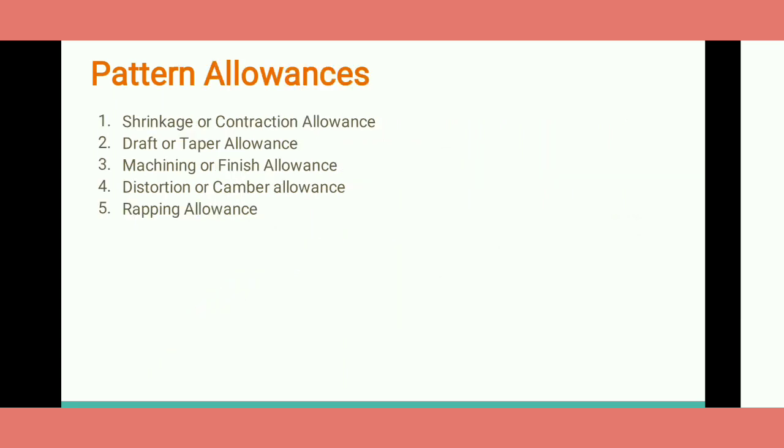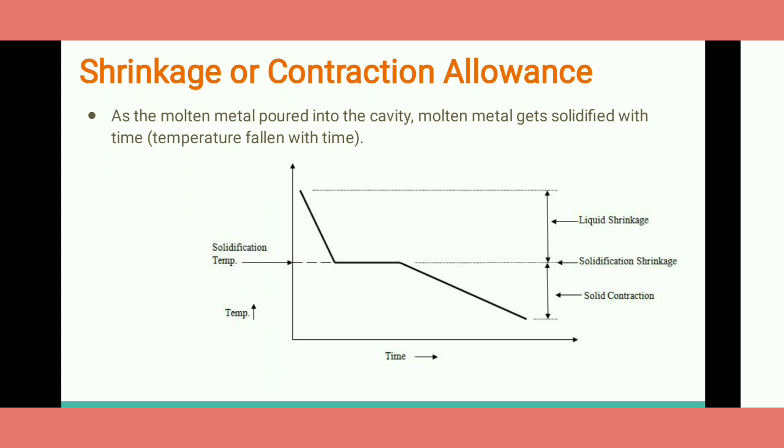Next is pattern allowances. There are different types of allowances like shrinkage or contraction, draft or taper, machining or finish allowance, distortion or camber allowance, and warping allowance. Apart from these, if you study a number of books, you will find that there are other allowances available with different names. But anyhow, all these allowances are related to each other, which I will also explain in upcoming videos. In this video we are going to discuss the shrinkage allowance.